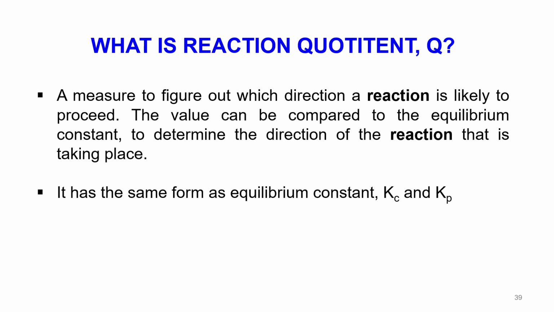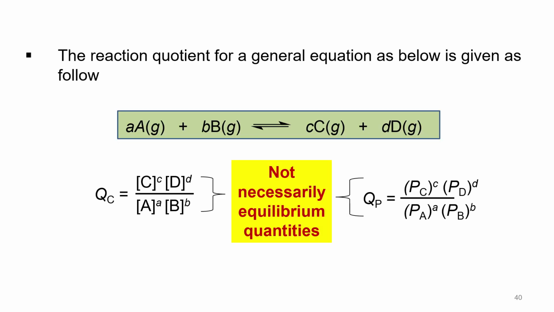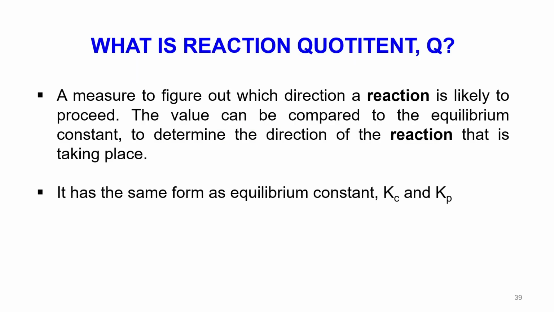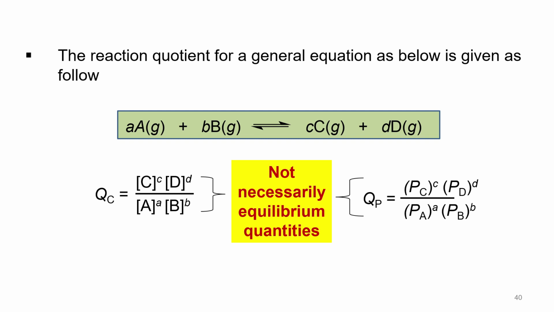So what is reaction quotient? Q. Okay, it is a measure to figure out which direction reaction is likely to proceed. The value can be compared to the equilibrium constant to determine the direction of the reaction that is taking place. Okay, jadi Q ni kita akan gunakan pada awal. Okay, so it has the same form of equilibrium constant Kc dan juga Kp. Bentuk dia sama, cuma kita gunakan initial. The reaction quotient for general equation as given below, A plus B produce C plus D, which is not necessarily equilibrium quantities. Okay.